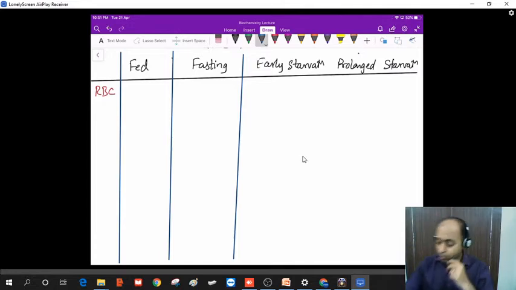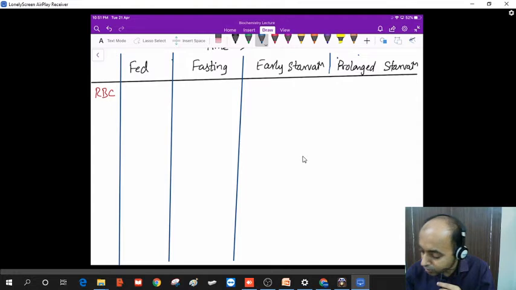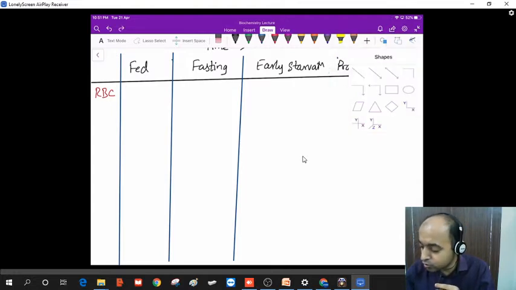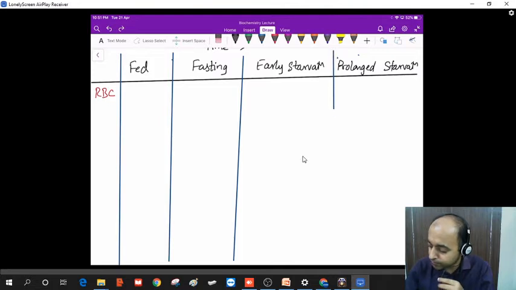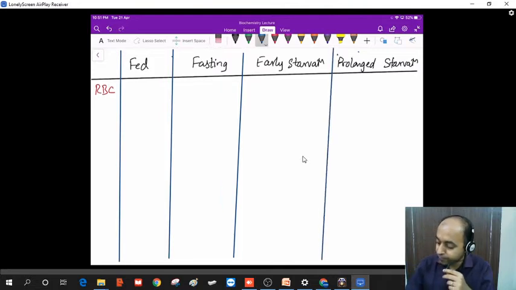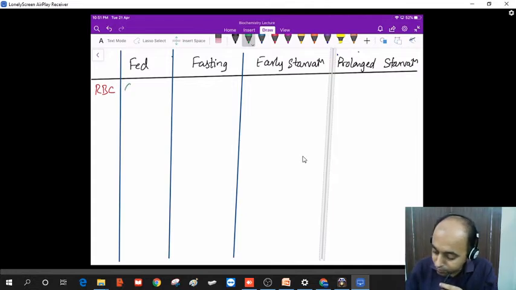Very good. Glucose. Remember, in all stages, the RBC are going to use only glucose. So the answer is glucose. Only glucose.